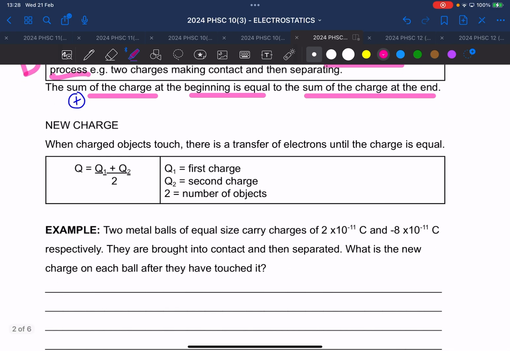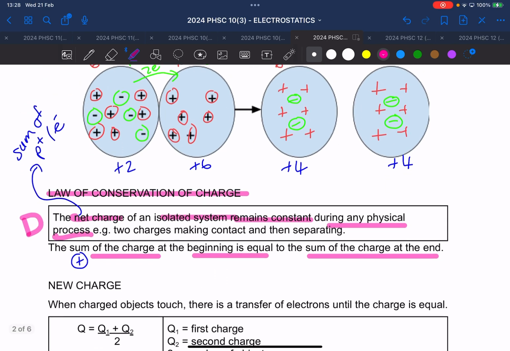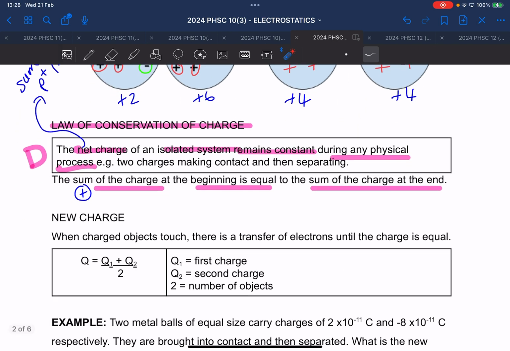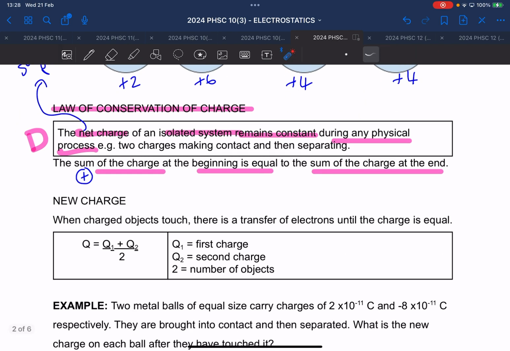All right. So we said at the top, when they touch, there's a transfer of charges until they are equal. So we now have a formula to calculate this new charge. There's that formula. Now that formula again is not on the data sheet that you currently have, but you will get it in a test or in an exam.